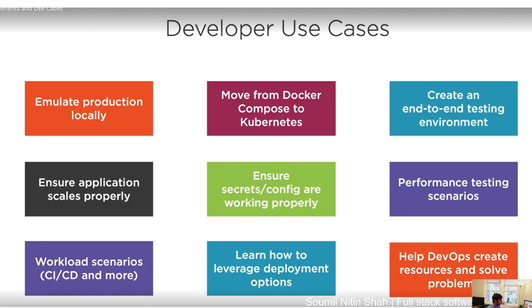Creating an end-to-end testing environment: for that as well, you can use Kubernetes. Ensure the application scales properly. Ensure secrets and config are working properly, all the environment variables and stuff like that. Performance testing scenarios, if you want to see if it can scale to that many users. You want to do some load testing. You can run Kubernetes locally, have a production-ready environment, and do all of that. Workload scenarios, CI/CD, and more.